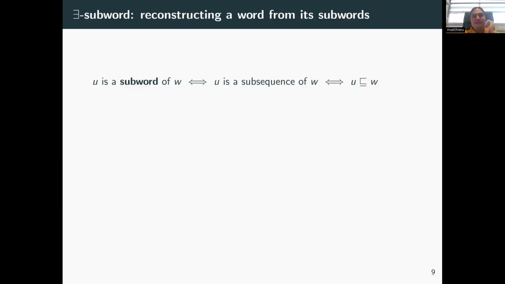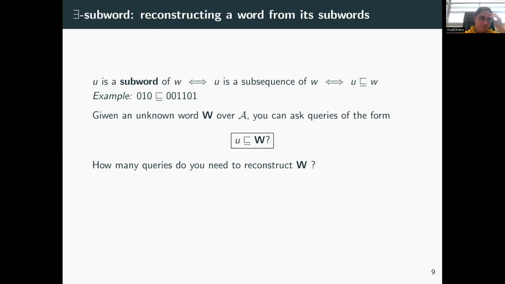Again, let me remind you that a subword of a word W is just a subsequence of W, which I'm going to write like this. For instance, 010 is a subword of 001101. Okay, good. The question we want to look at now is: there is this unknown word W, and I can ask queries which are, is U a subword of W? How many queries do you need to be able to construct W?